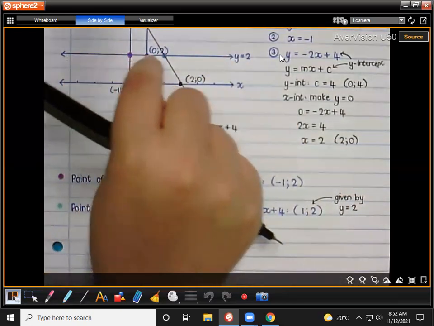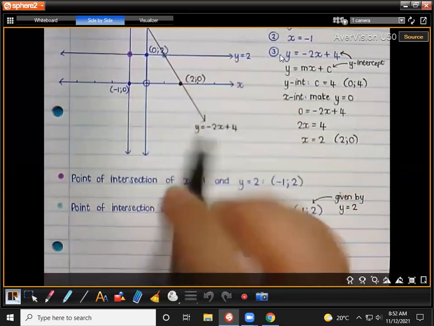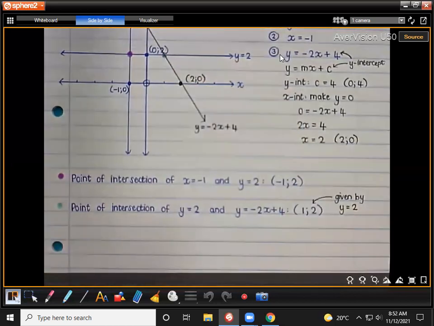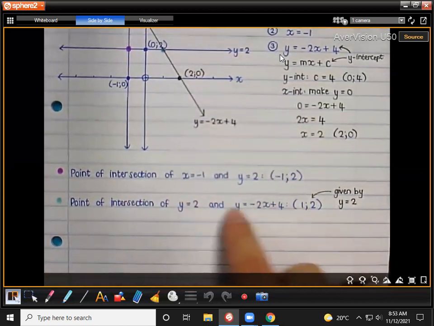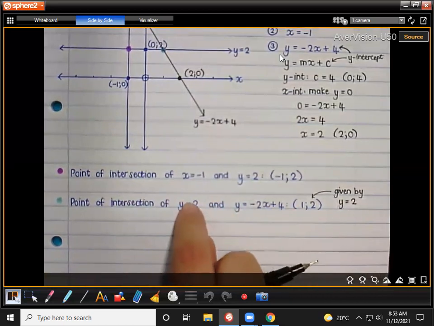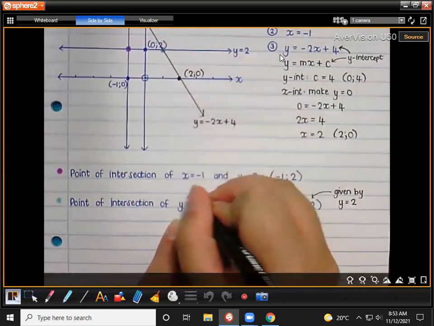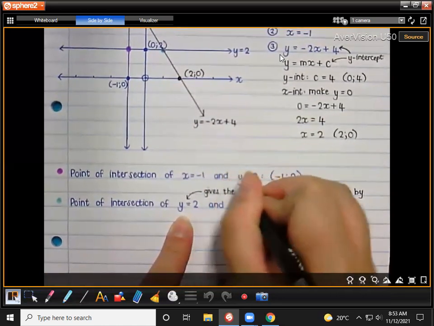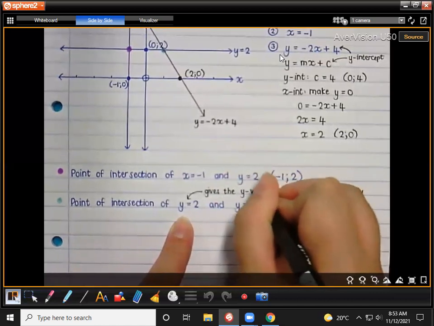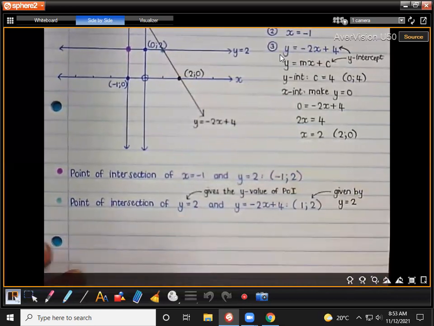Do we see that this line is always at y equals 2? So any point on this line has a y value of 2, including this blue point of intersection, or green, whatever that color is. So guys, if they're asking for the point of intersection of y equals 2 and another line, the y value of that point is 2. Okay, you know that already. Okay, so this equation gives the y value of, and I'm going to write here POI, point of intersection.